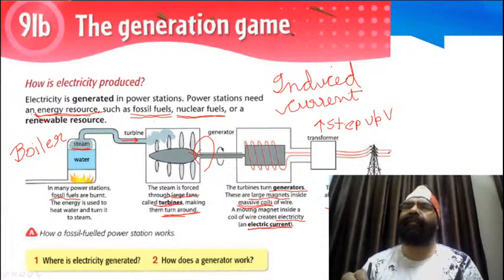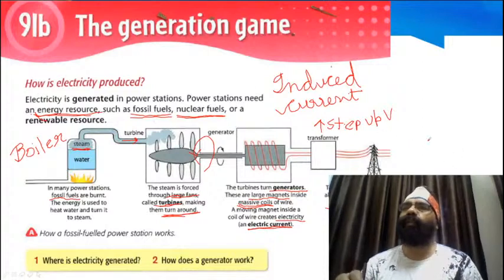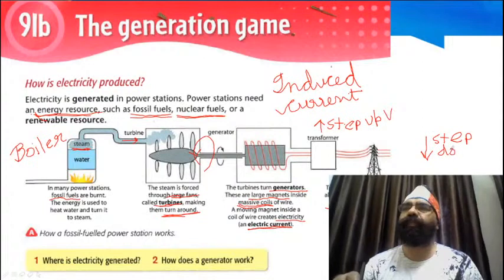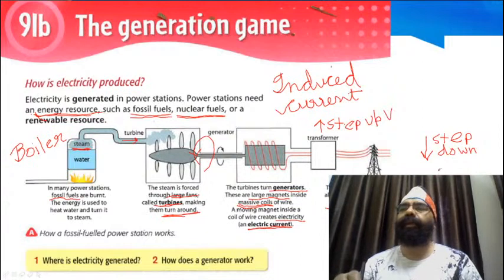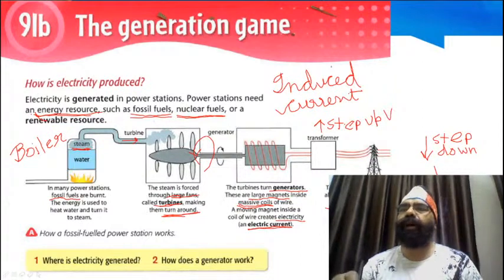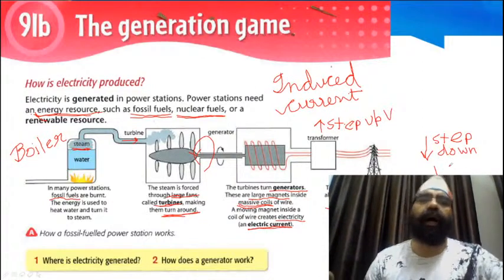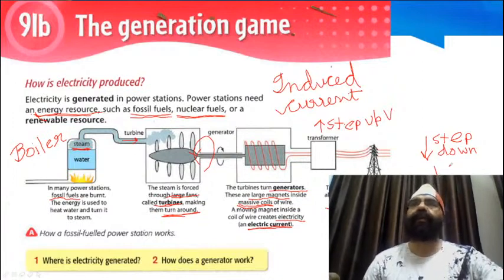It is not produced in every city. In one city they produce it, and through the cables they take it to distant places, they step it up, and then when it has reached your house, they again have a transformer, which now steps it down, which means it brings down the voltage. Then you can use it in your house to run televisions, microwaves, anything you want. Got it? I hope you have understood how electricity is generated.